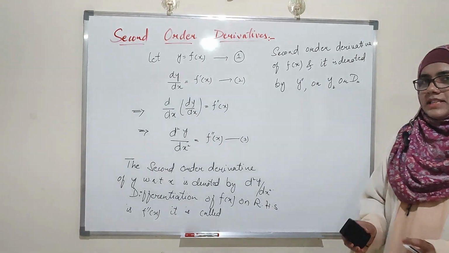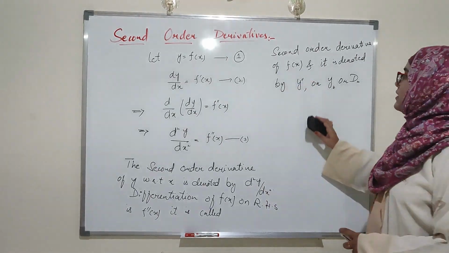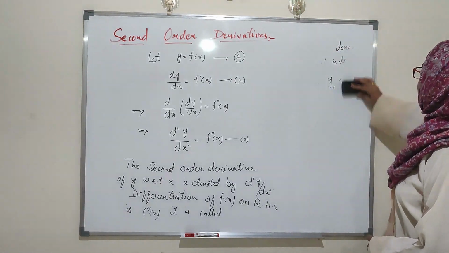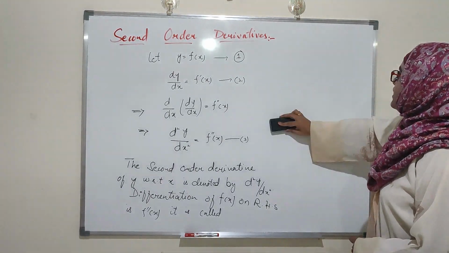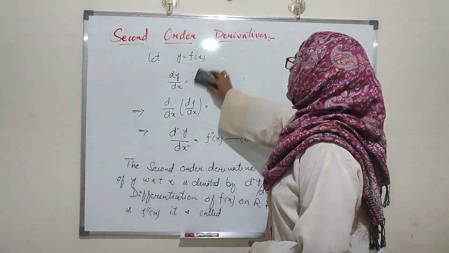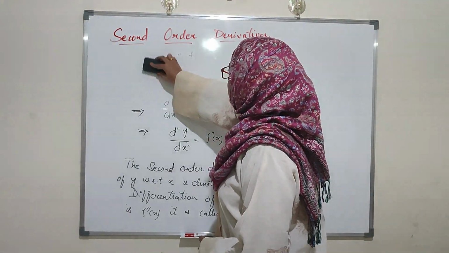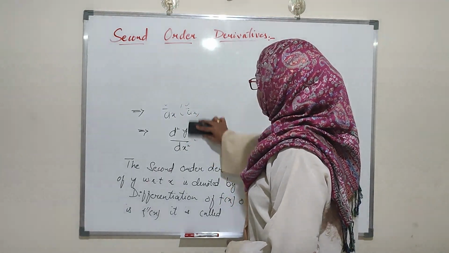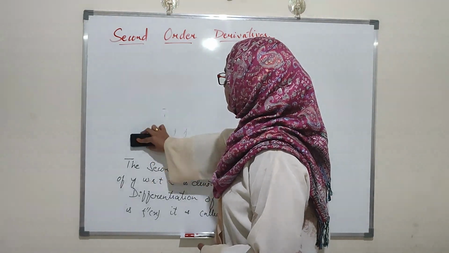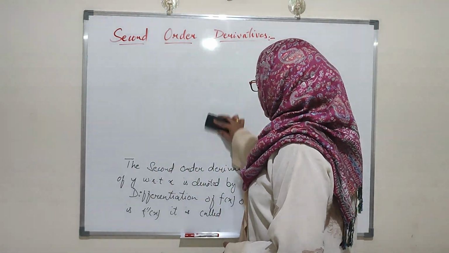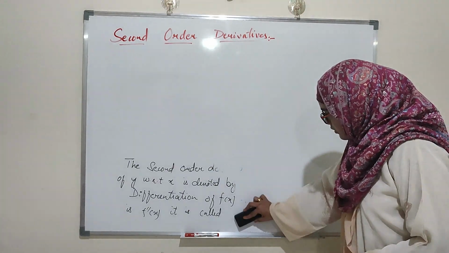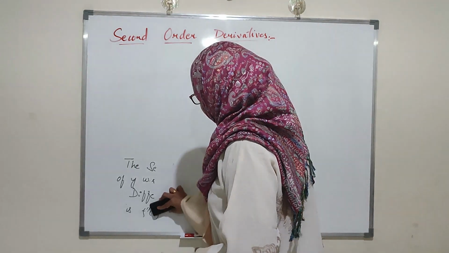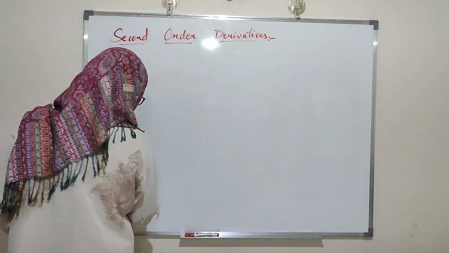Now I will show you some examples based on second order derivatives. Now write example. If you know the differentiation of the algebraic terms, trigonometric terms and logarithmic terms, then we can differentiate once again. It is easy if we know the differentiation formulas of the algebraic, logarithmic and trigonometric terms. Then we can easily solve it. So write down examples.